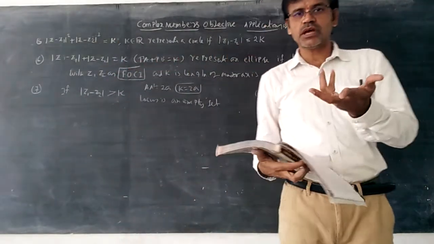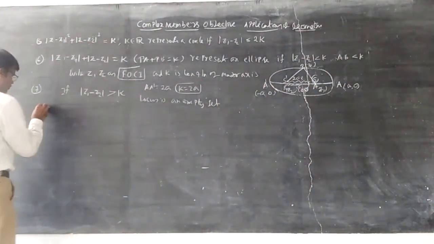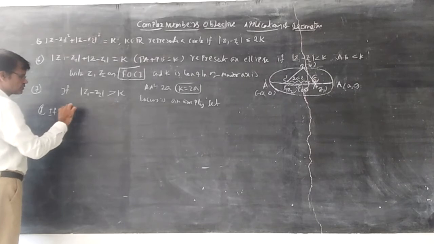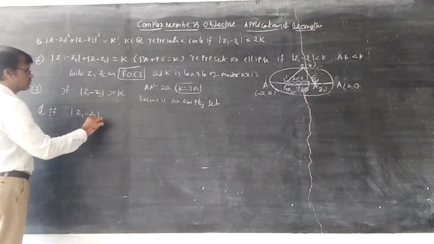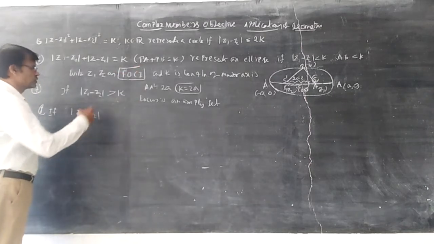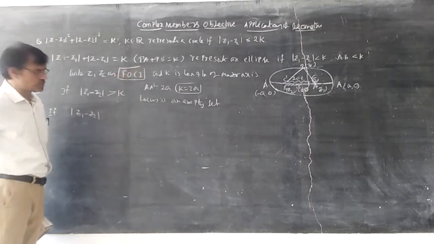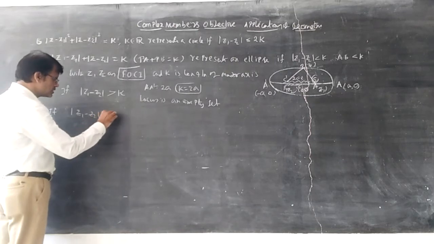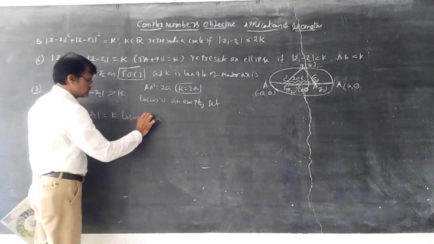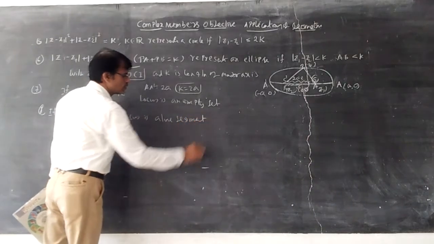So next one, if modulus of z1 minus z2 is equal to the number k itself. Discussing z1 minus z2, that is nothing but AB. If AB greater than k, the locus is an empty set, there is no locus. If AB less than k, it is an ellipse. And if AB is equal to k, then the locus is a line segment.